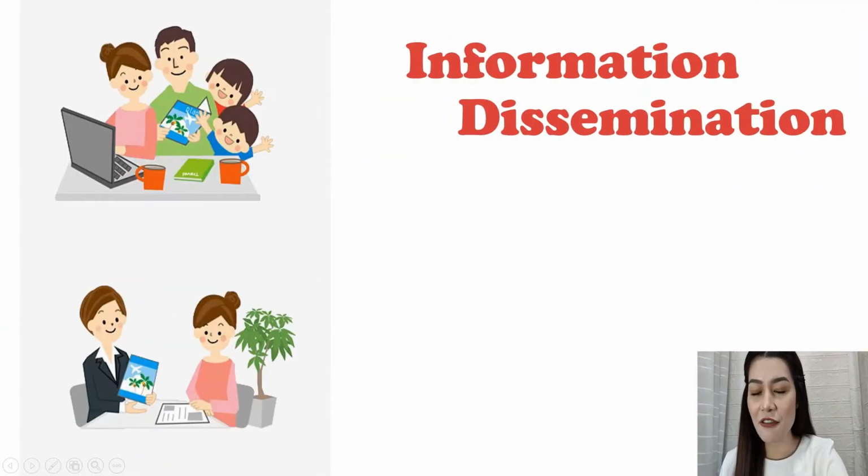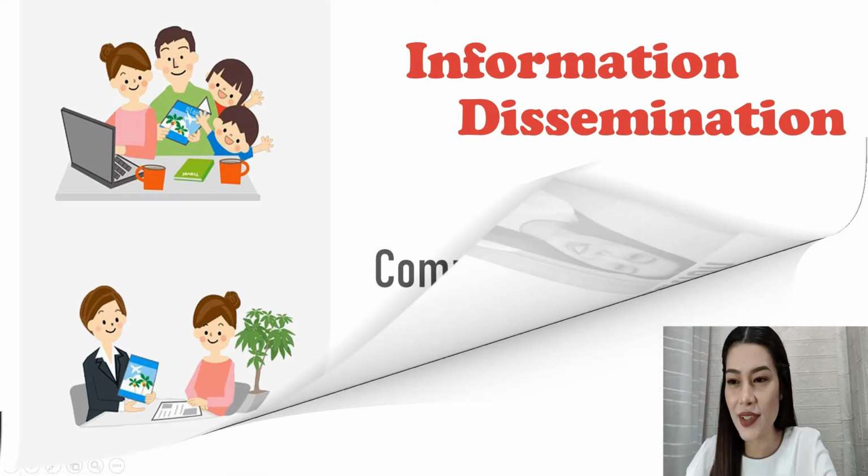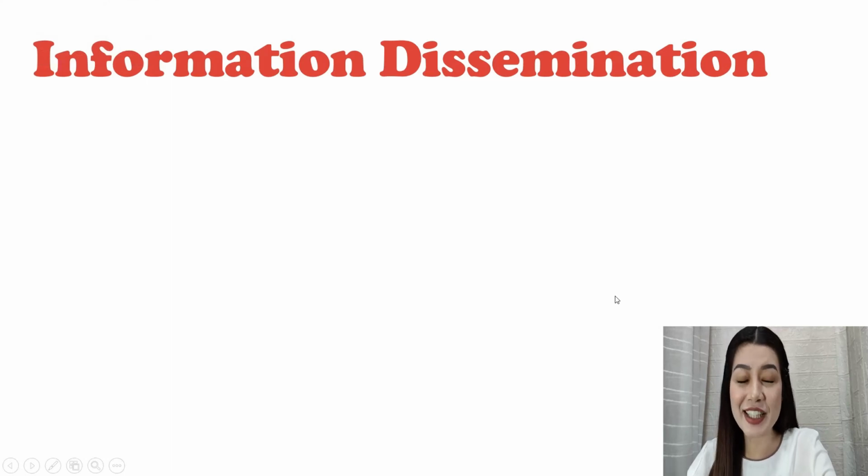And for the next function of communication, we have here information dissemination. In this function, communication functions to convey information. So for information dissemination, you communicate with other people because you want to relay or convey information to them. Just like what I'm doing right now, wherein I am conveying to you that there are 5 functions of communication, and we can disseminate information through the following platforms.